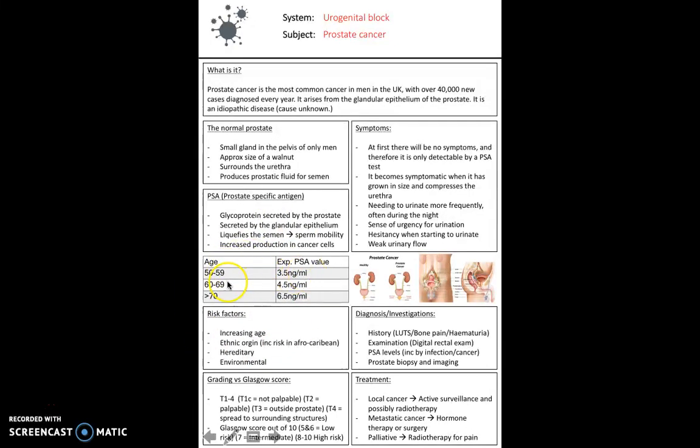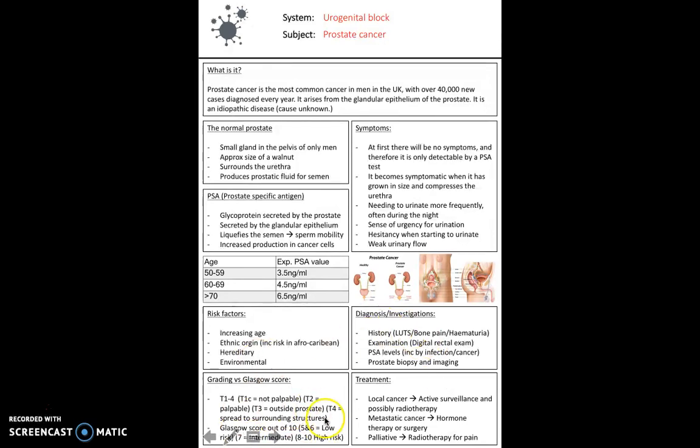So these are the normal range values for PSA. However, these will be increased in prostatic cancer. It is important to be aware that other conditions, such as inflammation of the prostate or benign prostatic hyperplasia, are likely to also increase those PSA levels. So it's not exclusive to prostatic cancer. In terms of detecting prostate cancer, it's done by a careful history, a digital rectal examination, checking the PSA levels, and also potentially a prostate biopsy and imaging.